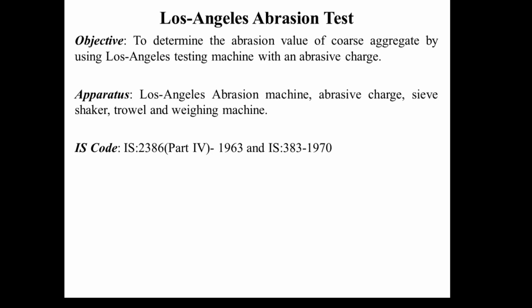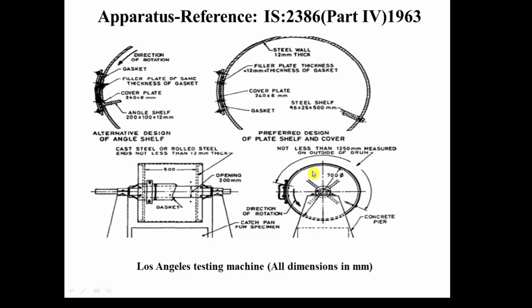The principle of this test is to determine the percentage of wear due to deliberate rubbing action between the aggregates. The apparatus used here is a Los Angeles abrasion machine, abrasive charge, sieve shaker, trowel and the weighing machine. IS code used is IS 2386 part 4 1963 and IS 383 1970. So this is the apparatus used here in this experiment. This is the Los Angeles testing machine.